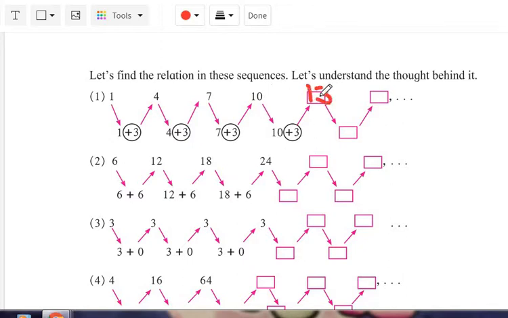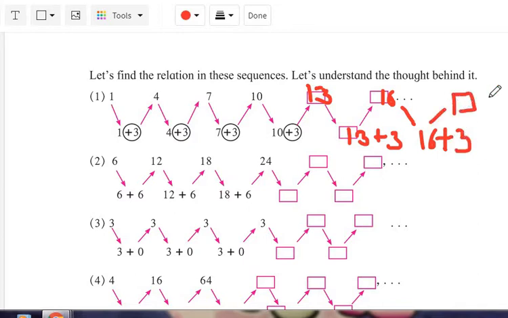Okay. Then what will come after 13? 10 plus 3, 13. 13 plus 3. Okay. Here it is, what do you write? 13 plus 3. Here it is 16. Then here we have to write 16 plus 3. Here again a box. And 16 plus 3 is 19 in the box.